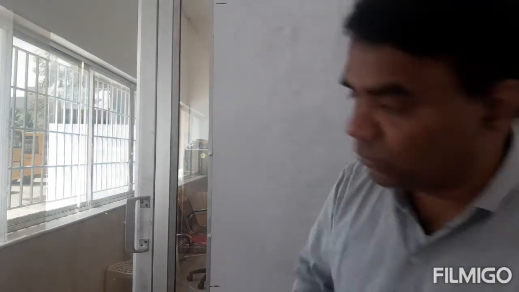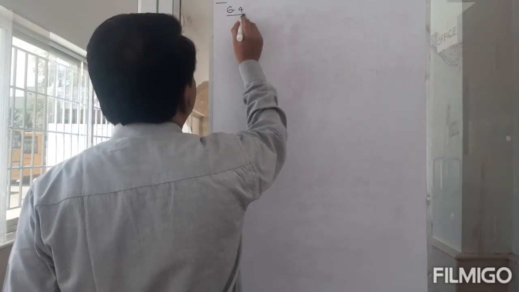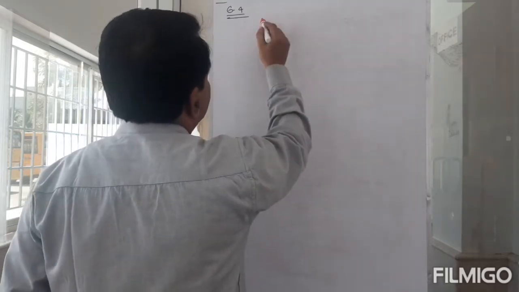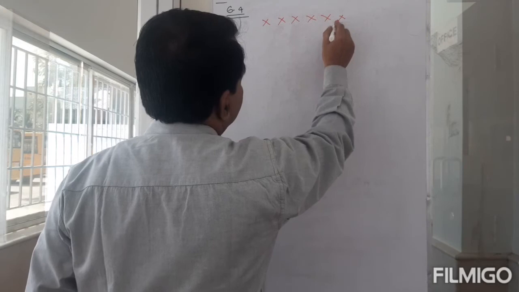Okay, so it's like this. Problem 6.4. So this is a magnetic field. Let me assume that it's going into the board.